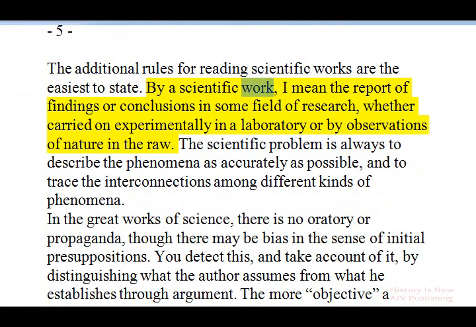By a scientific work, I mean the report of findings or conclusions in some field of research, whether carried on experimentally in a laboratory or by observations of nature in the raw.